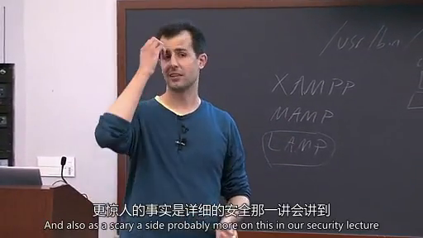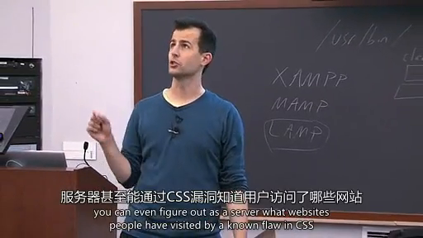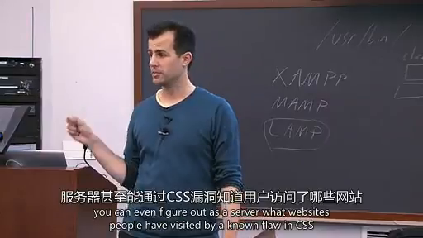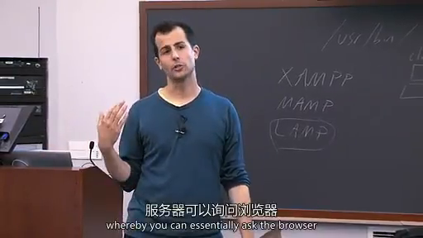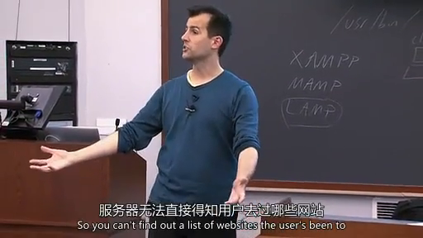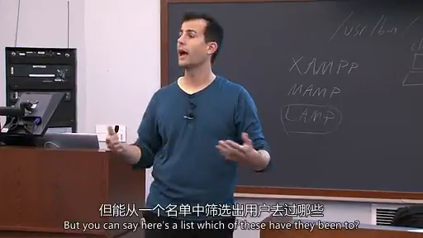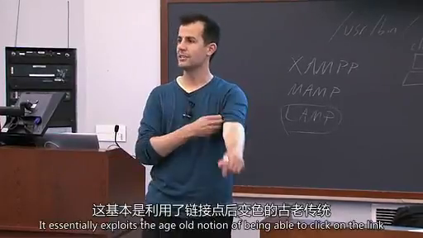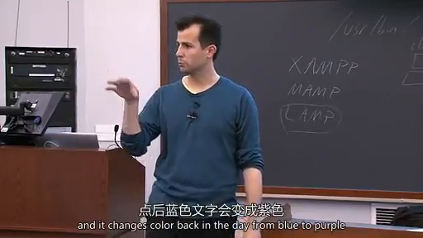And also, as a scary aside, probably more on this in our security lecture, you can even figure out, as a server, what websites people have visited by a known flaw in CSS, whereby you can essentially ask the browser, here's a list of websites. Has the user been to them? So you can't find out a list of websites the user's been to, but you can say, here's a list, which of these have they been to? It essentially exploits the age-old notion of being able to click on a link and it changes color, back in the day from blue to purple.